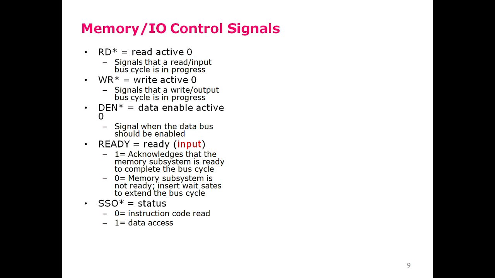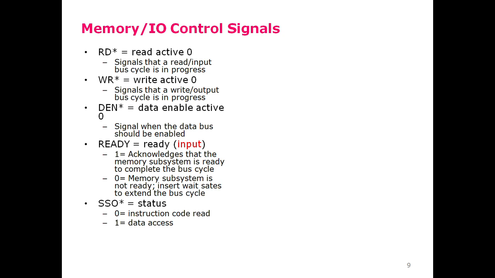The ready pin is the only input control signal among the memory and I/O control signals. This pin is used to acknowledge that the memory subsystem is ready to complete the bus cycle. So when the ready pin is 1, it acknowledges that the memory subsystem is ready to complete the bus cycle. And when it is 0, the memory system is not ready, so the microprocessor has to wait. It inserts wait states to extend the bus cycle because the memory system still needs the bus.